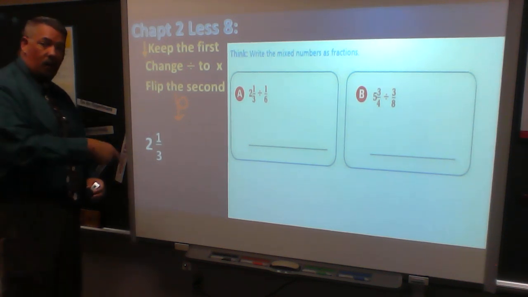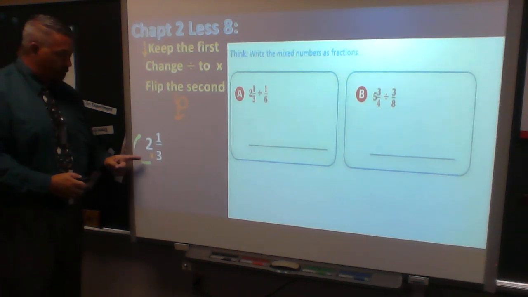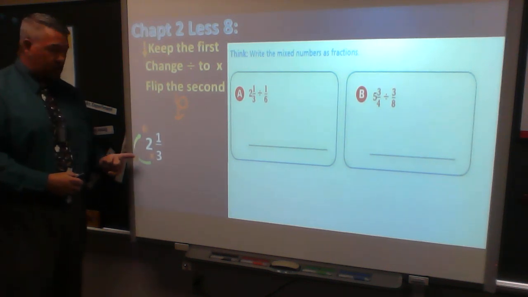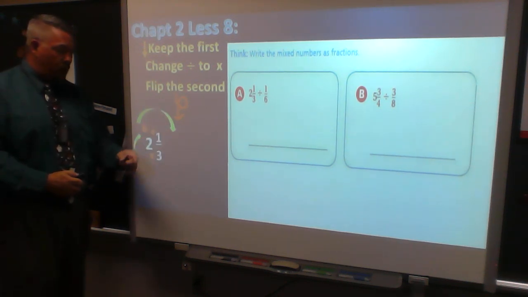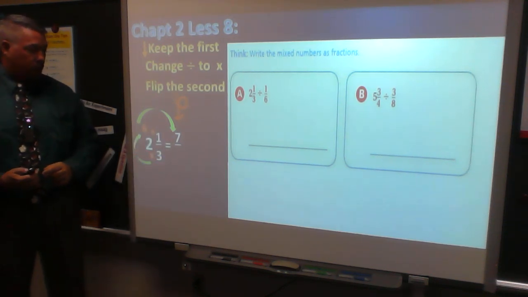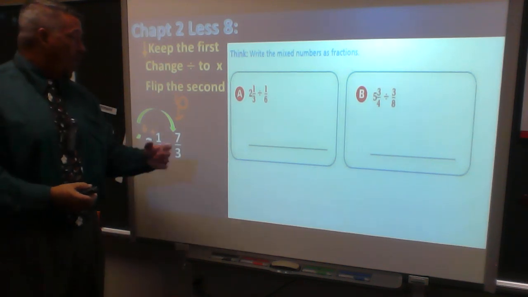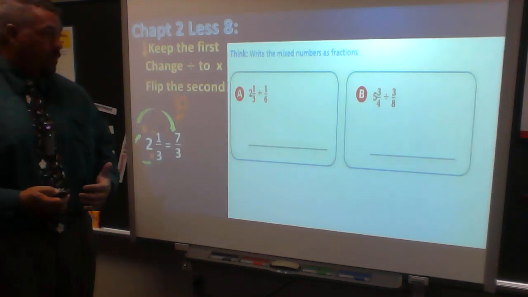I know I'm going to take my 2 1/3. I'm going to do that clockwise thing. I'm going to start at the bottom, multiply and add. 3 times 2 gives me my 6, and 6 plus my 1 is a 7. So I'm going to have a numerator of 7, and then I keep my original denominator. Now I have 7/3, and now I can plug it in and follow my steps for division.